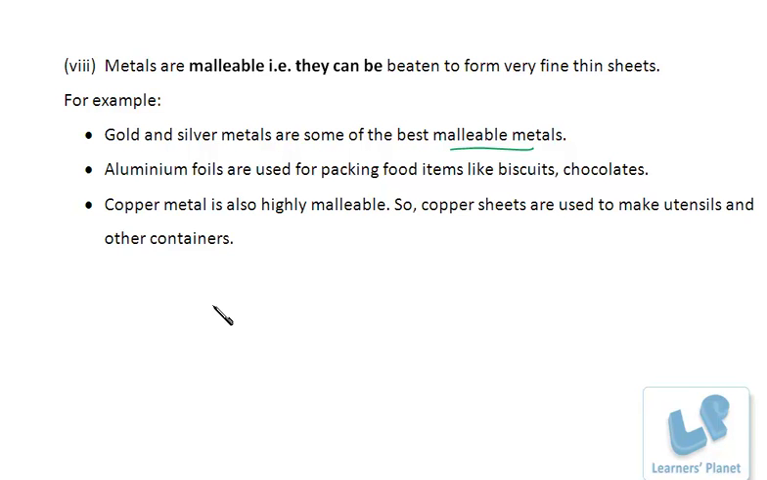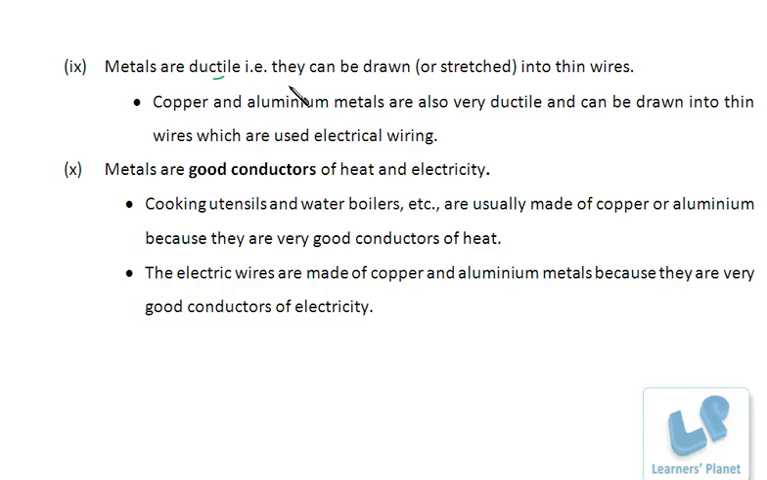There's one more interesting property of metals, which makes them of wide use, and that is ductility. So metals are malleable and ductile. See, metals are ductile. That is, they can be drawn or stretched into thin wires. They can be stretched to form wires, right? So copper and aluminium are also very ductile and can be drawn into thin wires, which are used in electric wiring. So metals are malleable and ductile. That is, they can be beaten to form thin sheets, and even they can be used for making thin wires.